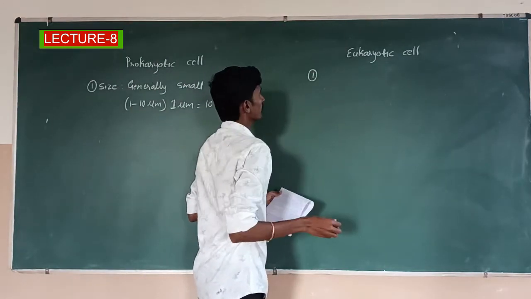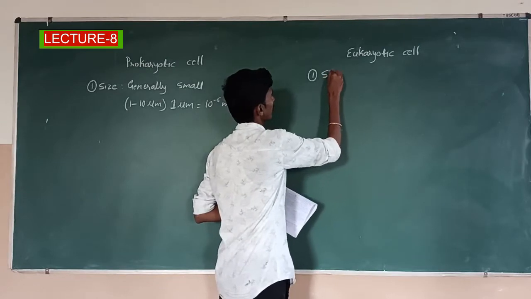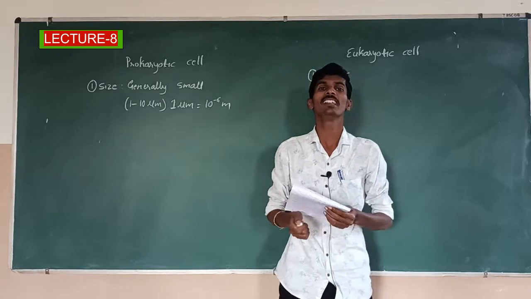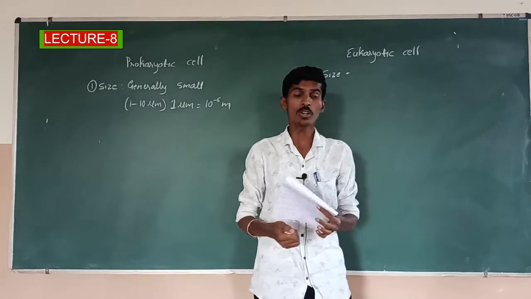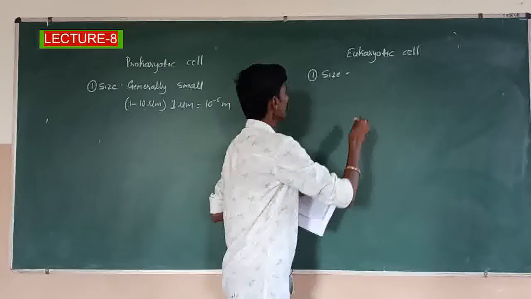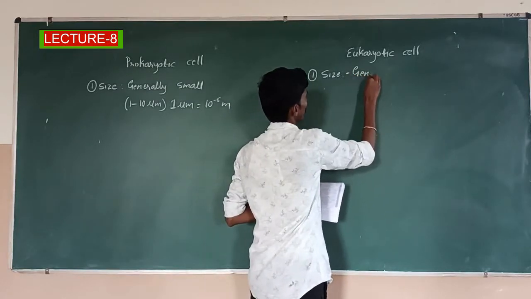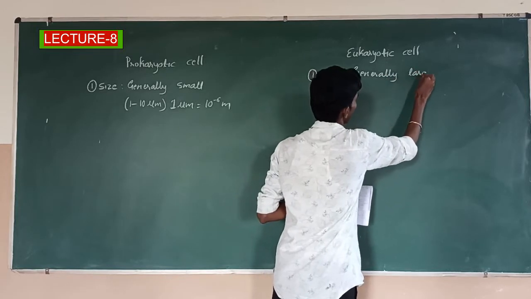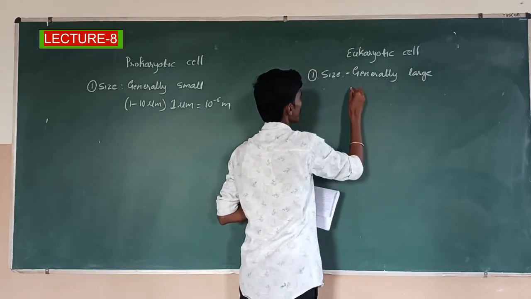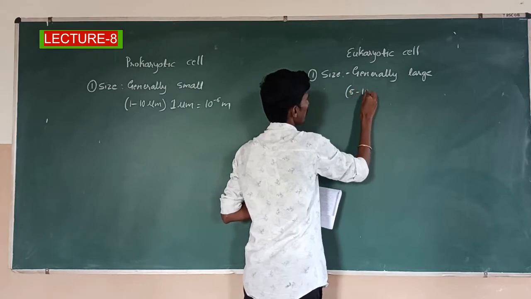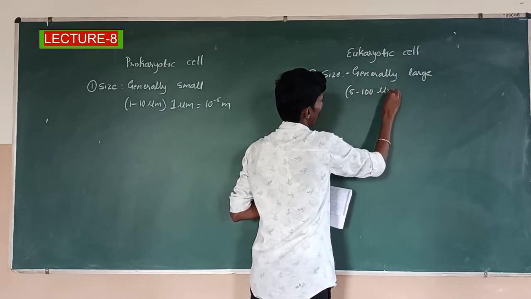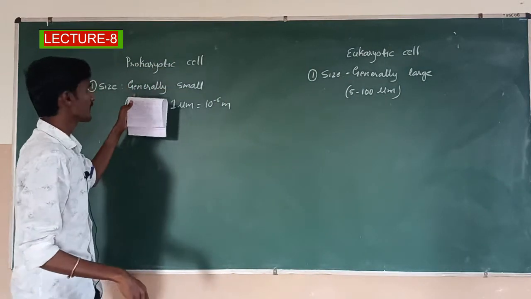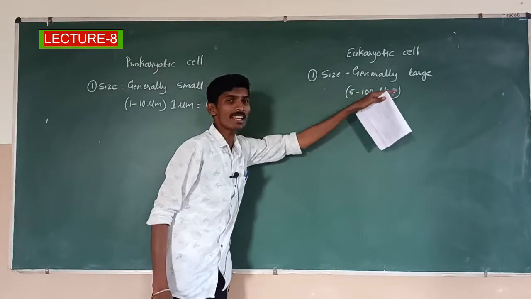In eukaryotic cells, the size is generally large, about 5 to 100 micrometers. The eukaryotic cell is large in size. The size of prokaryotic cells is generally small, and the eukaryotic cell is generally large.